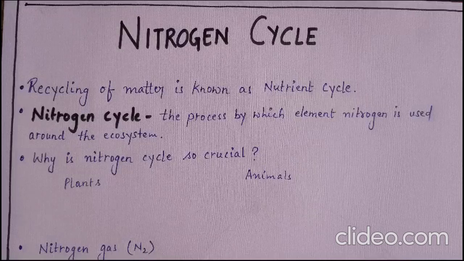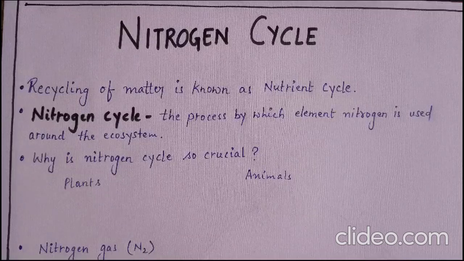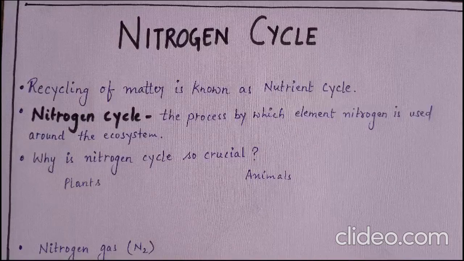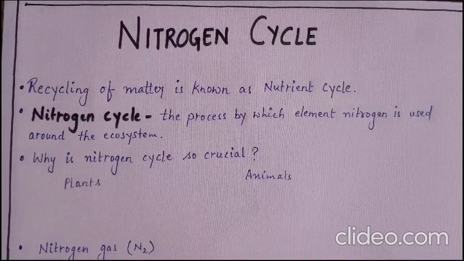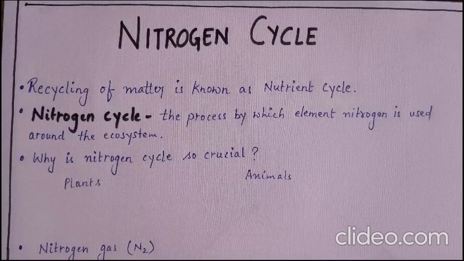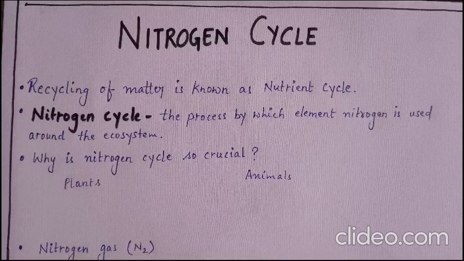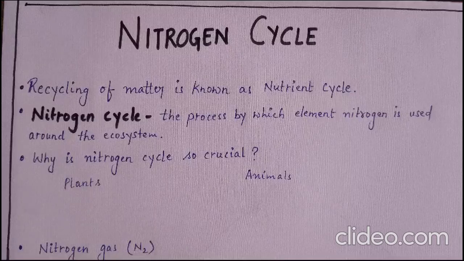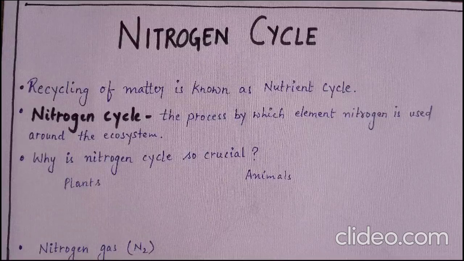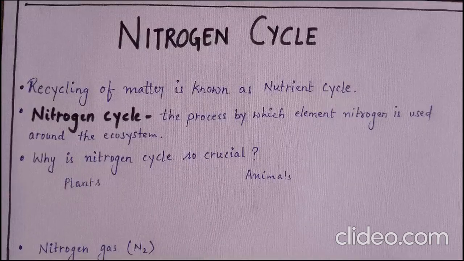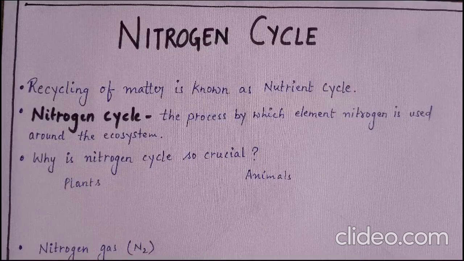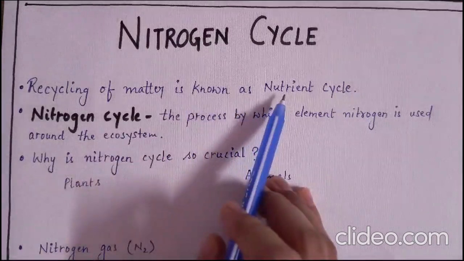Now, as you all know, the earth is finite, right? And the matter has to be recycled and reused. It means the matter or the atoms that are right now in you or in me were a part of, let's say, the soil or the air or even the rock. So the matter has to be recycled. This recycling of matter or of different nutrients is known as the nutrient cycle. Understood? The recycling of matter is known as nutrient cycle.